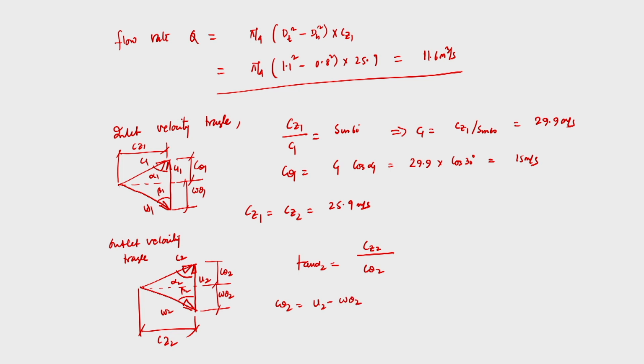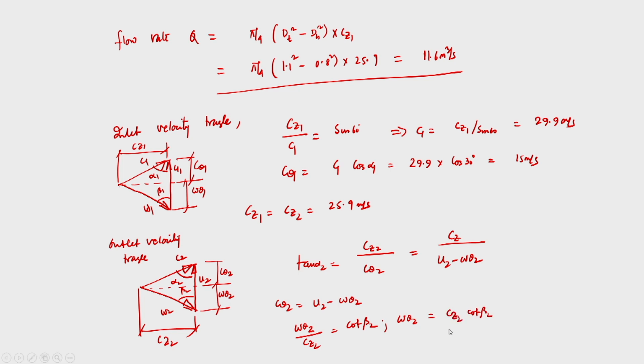So, U2 is known. What we have to calculate is W theta 2. How can we calculate W theta 2? Tan alpha 2 is equal to Cz2 by C theta 2, and C theta 2 is equal to U2 minus W theta 2. Again we know Cz2, so W theta 2 by Cz2 is equal to cot beta 2, because we know beta 2. So, W theta 2 will be equal to Cz2 cot beta 2.